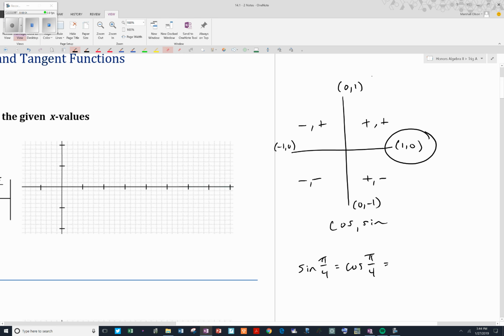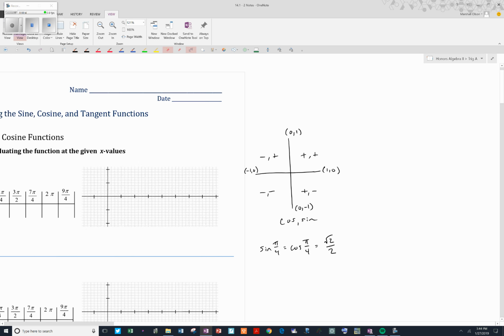So that would be like the (1, 0) and the (0, 1). The x value is cosine and the y value is sine. And then the signs, whether they're positive or negative, throughout the four quadrants there. The other thing that's going to be useful for us is what the sine and cosine values of pi over 4 are. Well, the sine and cosine of pi over 4 is the same value. It's the square root of 2 over 2. That value is going to pop up quite a bit here as we're graphing these.